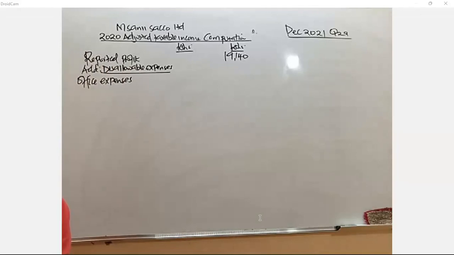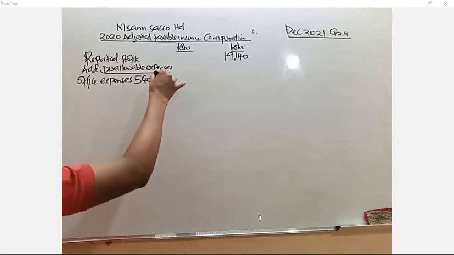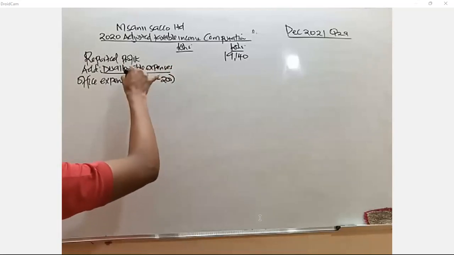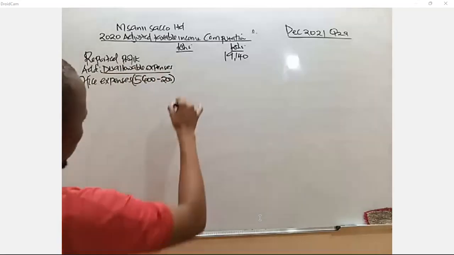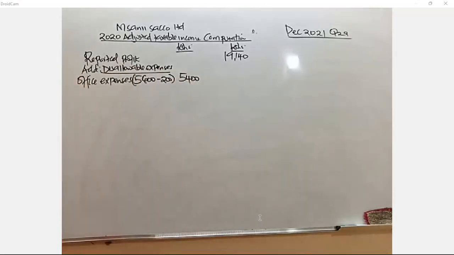So we are going to be looking up there if we have rental income. So in this case, allow me to take the office expense up there, which is 5,600, minus that 200 relating to rents, we shall be able to factor it later. So this will be 5,400 added back.